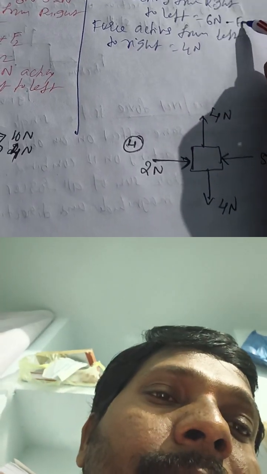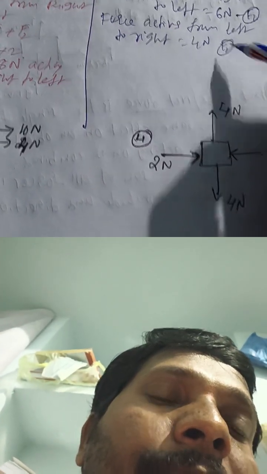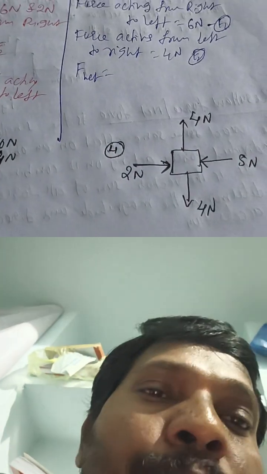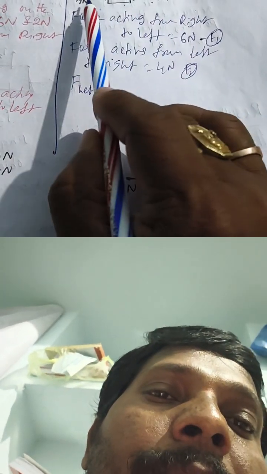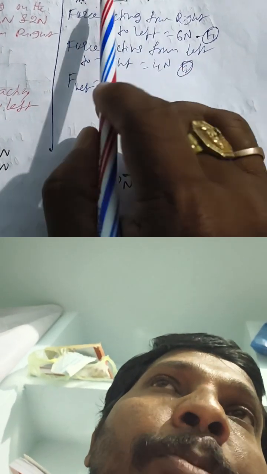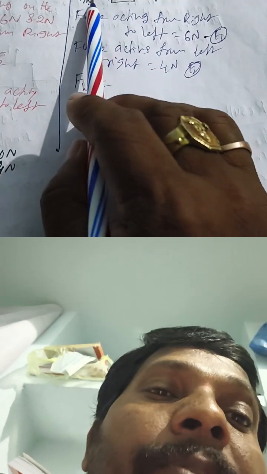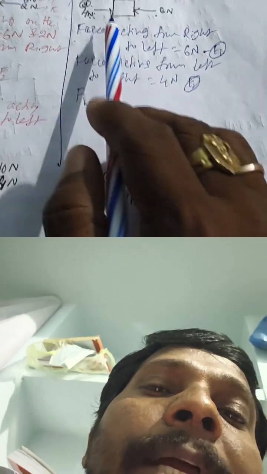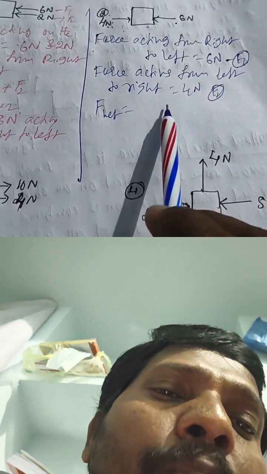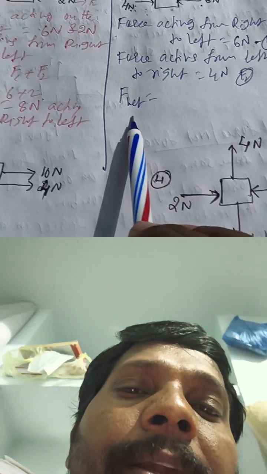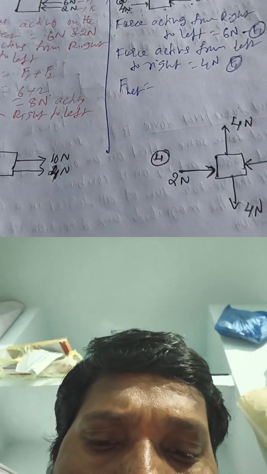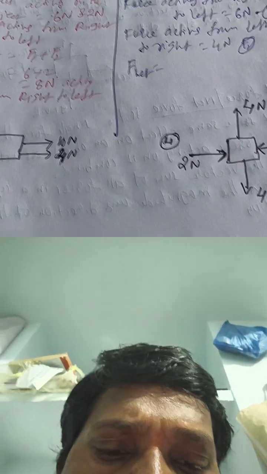Let's consider these as F1 and F2. How to calculate the net force or resultant force? We know that when two forces act on the object oppositely and their magnitudes are different, then we have to take the difference of the two forces for calculating the net force acting on the object.